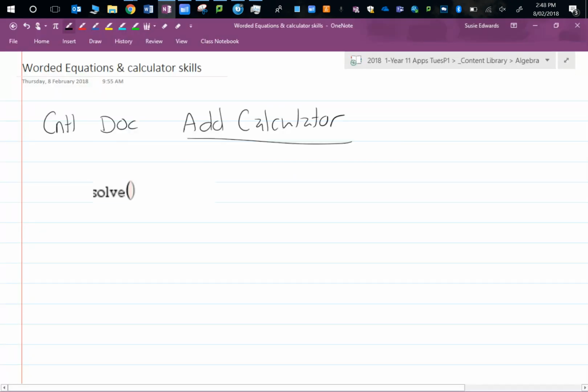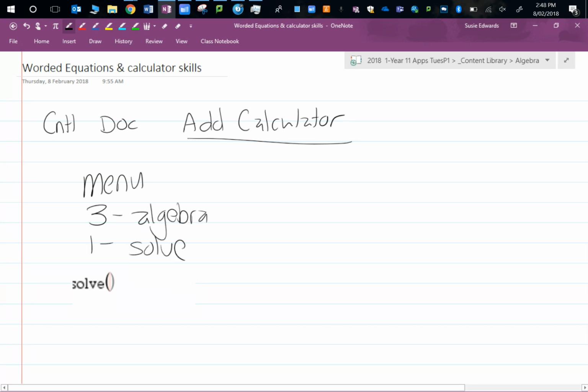So, I should put that lower. So, menu, 3, which is algebra, 1, which is solve. And that should bring up that screen. That's telling your calculator to solve. The other way you can do it is you can just type solve with the little keyboard down the bottom, open bracket, close bracket. That's fine.